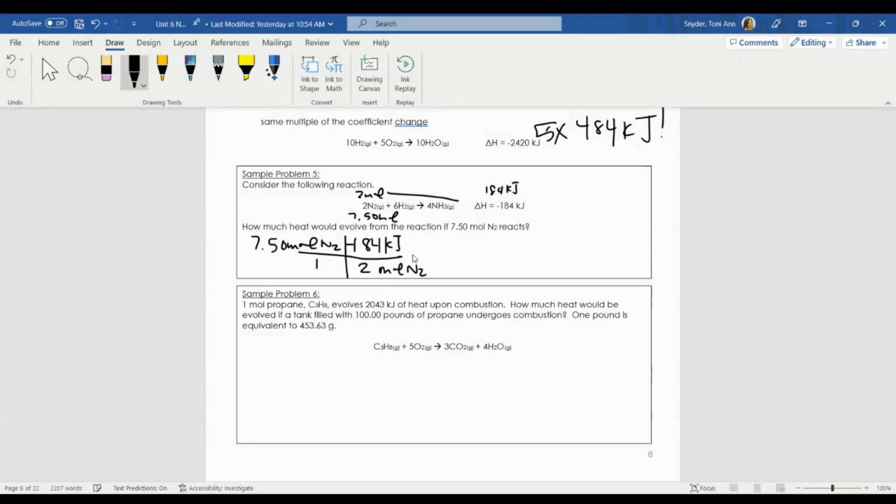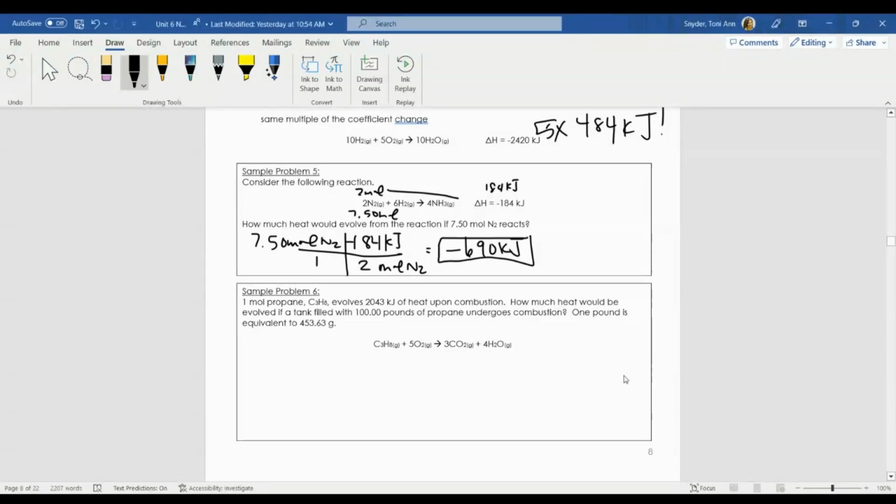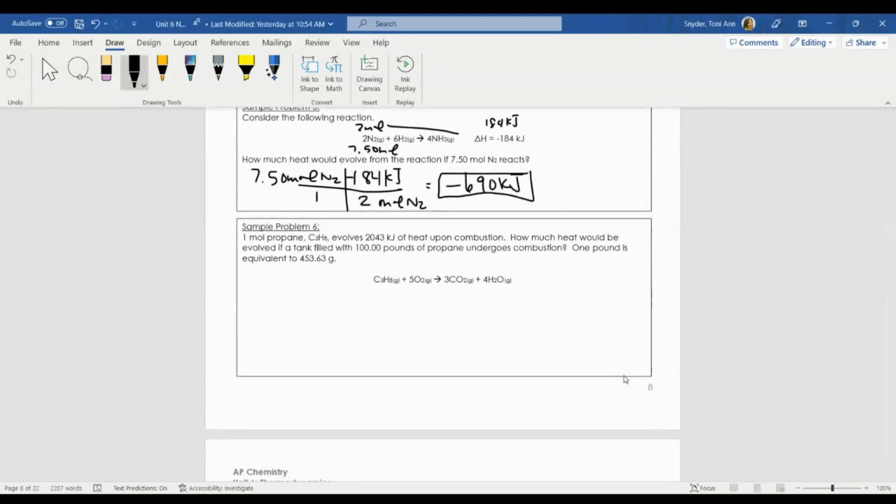If you want, you can keep the negative sign for this because then you would get a negative value, which makes sense. So, judging from that, that's it, right? If you have 7.5 moles and 2 moles releases 184 kilojoules, you would release negative 690 kilojoules of energy. So now I'm including not just the stoichiometry here, but I'm also including this heat of reaction in this case. So keep that in mind as we keep doing more examples with these.